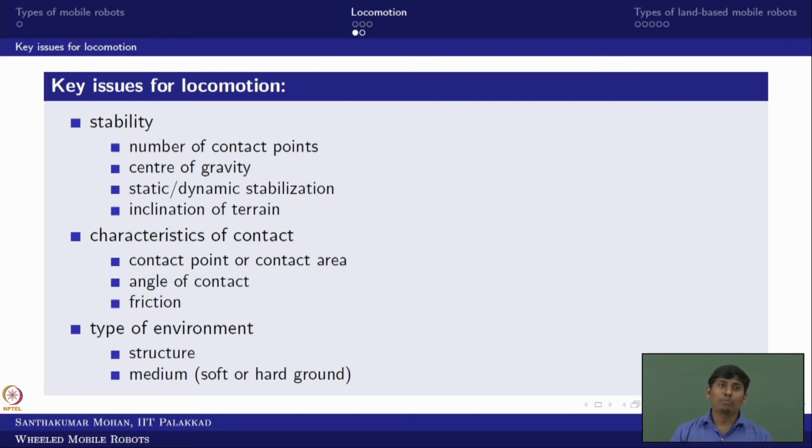So further, the second thing is that stability is ensured based on the characteristic of the contact. What does that mean? Locomotion does not depend only on stability, it further depends on the characteristic of contact. So how it makes contact with the ground, or wherever it is maneuvering. The characteristic talks about two things. One is the friction, between the two bodies in contact, whether it is the ground and the wheel. So that friction is how it is ensured.